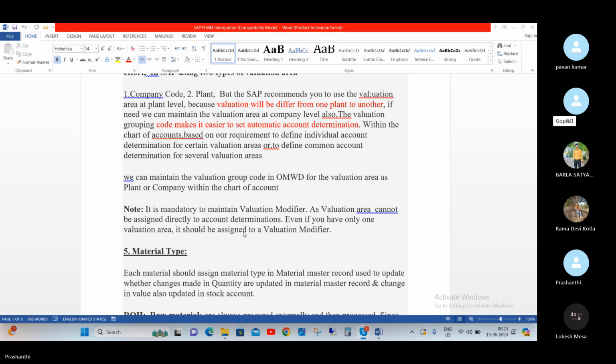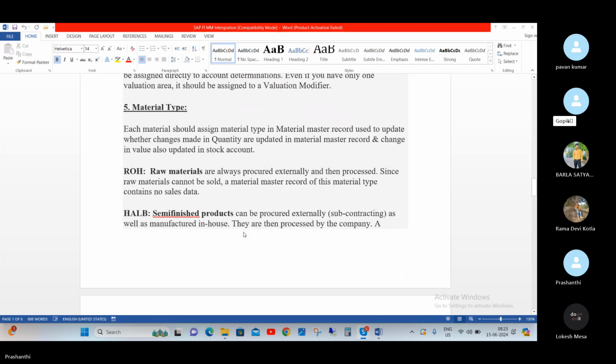Next, material type. So what is material type? Material type means raw material, semi-finished or finished. For raw material, we will use moving average price, denoted with V. And for finished goods, we will use standard price, denoted with S.